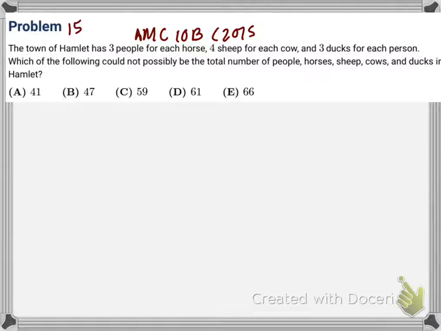This is from 2015. The town of Hamlet has 3 people for each horse, 4 sheep for each cow, and 3 ducks for each person. Which of the following could not possibly be the total number of people, horses, sheep, cows, and ducks in Hamlet?